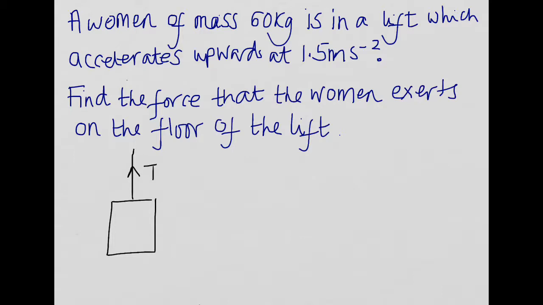So T, tension, and that's on the cable that's pulling the lift upwards. And then I would also have here my person, which I've drawn as a block. If you want to draw it as a person, that's fine. And there would be a force acting downwards of 60G. And we're told that the lift is actually going upwards, so I mark on it the direction of my acceleration, and I know that's equal to 1.5 meters per second squared.